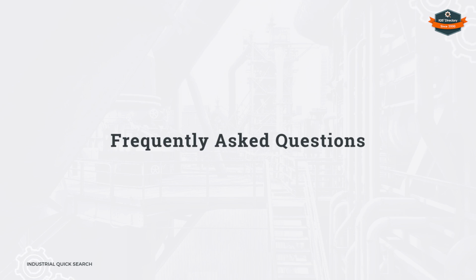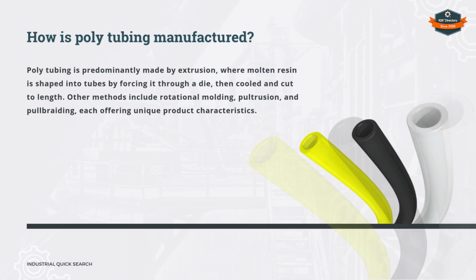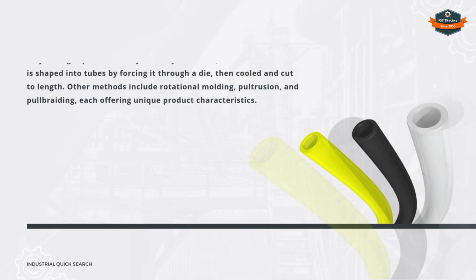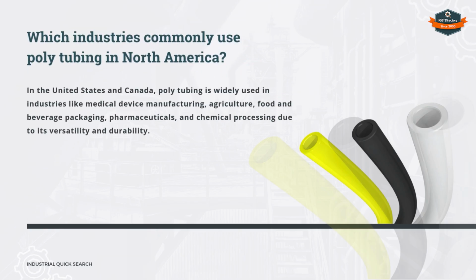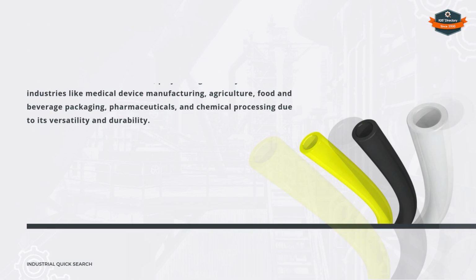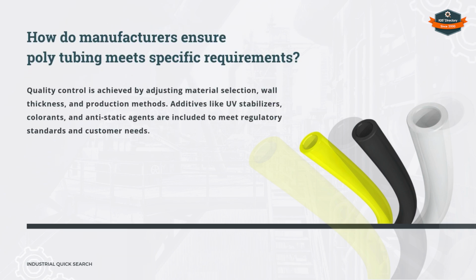Emerging technologies and industry trends. Frequently asked questions. What are the major types of polytubing? How is polytubing manufactured? What are the advantages of using extrusion for polytube production? Which industries commonly use polytubing in North America? What innovations are shaping the future of polytube manufacturing? How do manufacturers ensure polytubing meets specific requirements?